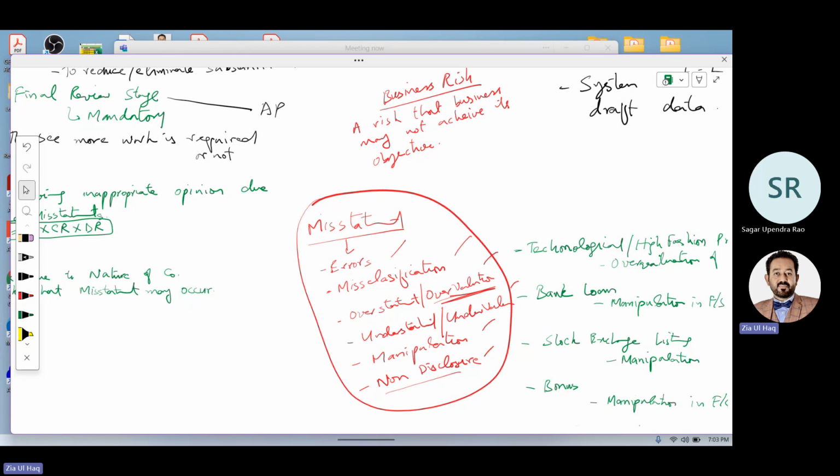We should not highlight only the issue. Issue is a business risk. Due to that issue, what could be the misstatement in the financial statements? We have to link with that. That's why this is a technical topic. Students are not linking with the misstatements.